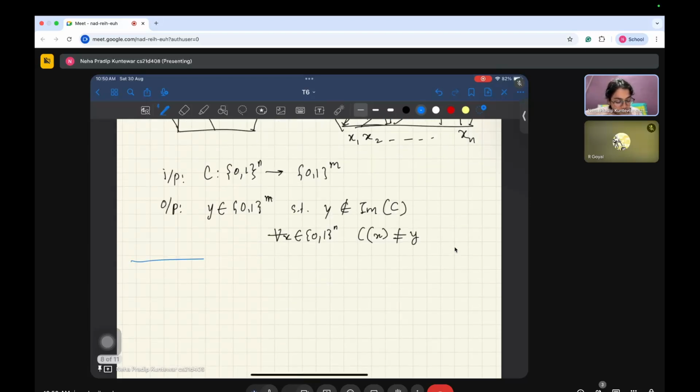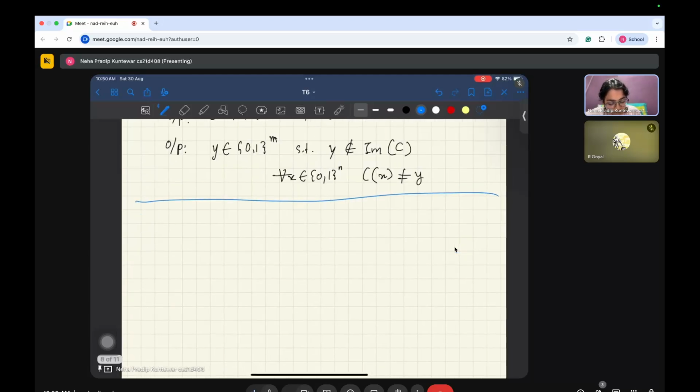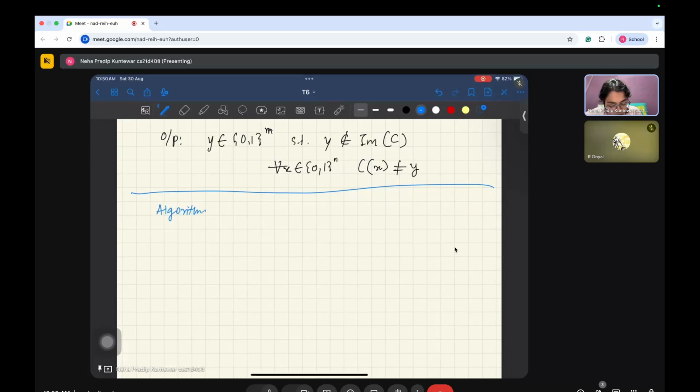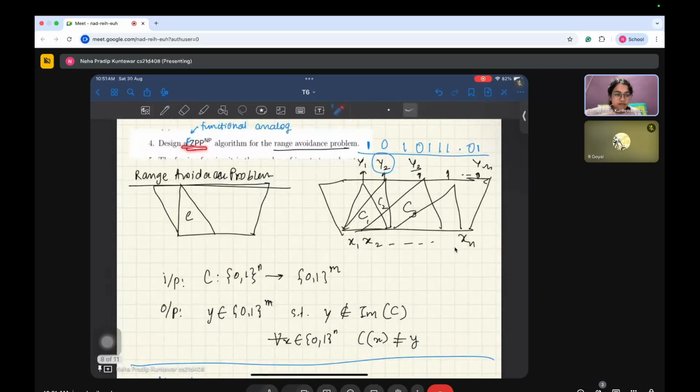So let's think of the most natural random guess that we can think of. Let's say I give you one algorithm which says: randomly choose an m-bit string y. Okay, so this is the random guess that we have. And now, what is the probability that this y is not in the range of the circuit? Can we analyze this? Because that is one thing that we need for ZPP, that we want to be sure with good enough probability.